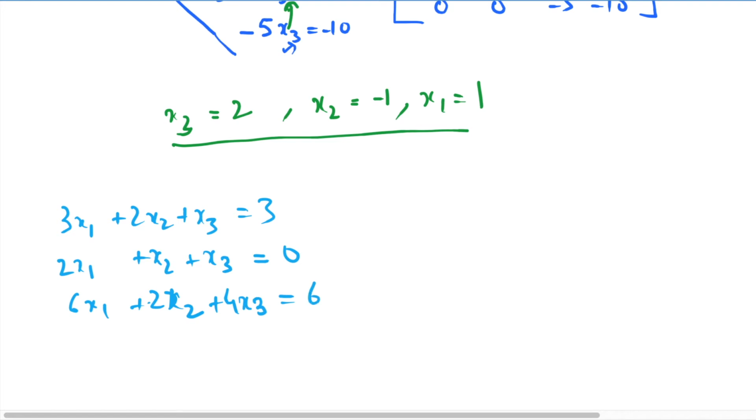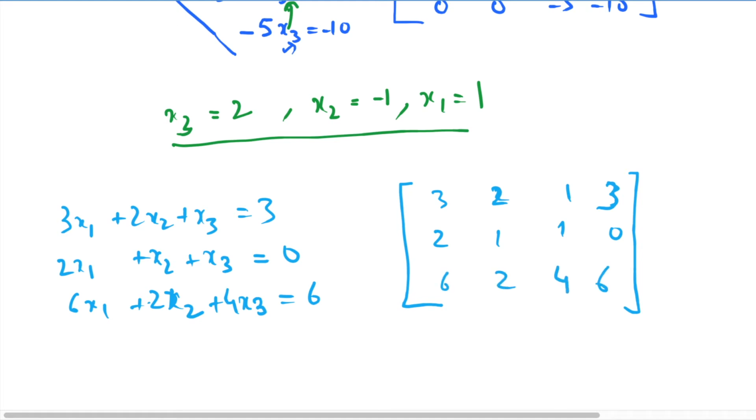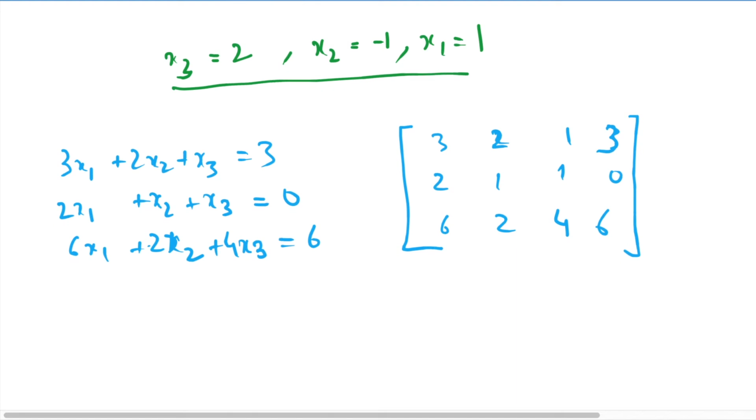All right, and the corresponding augmented matrix would be 3, 2, 1, 3, and 2, 1, 1, 0, and 6, 2, 4, 6. Okay, so as usual, again, consider the first row as the pivot equation and the first unknown as the pivot. So this guy is the pivot, and we are going to eliminate the pivot, that is x1, from all the rows below it.